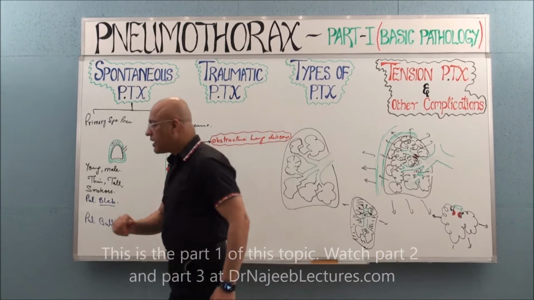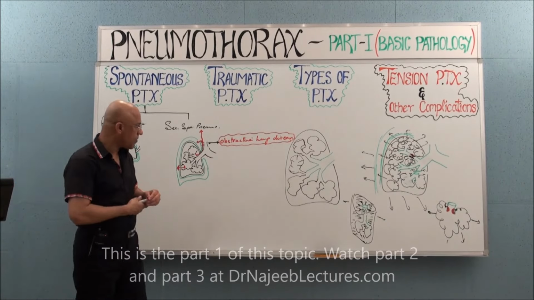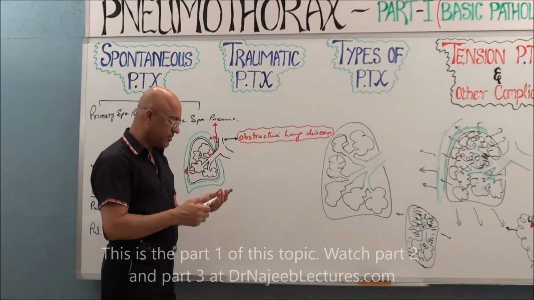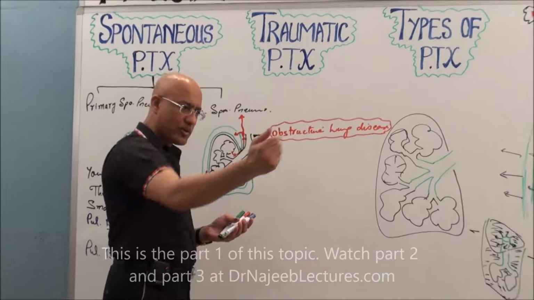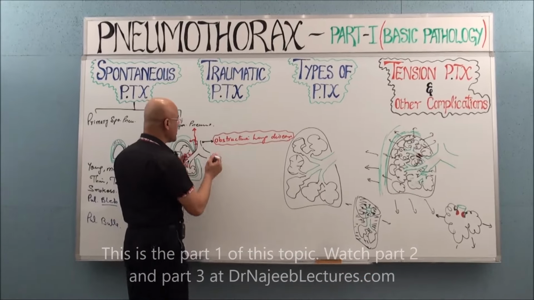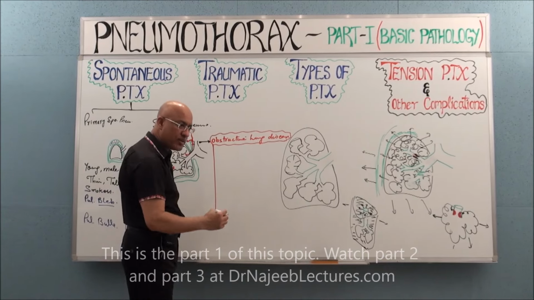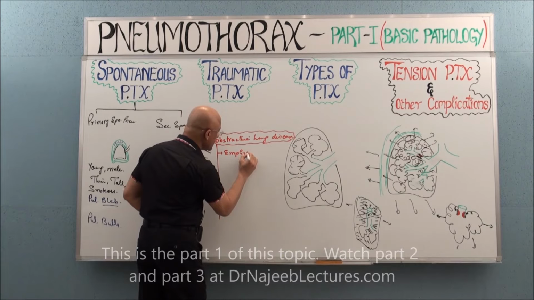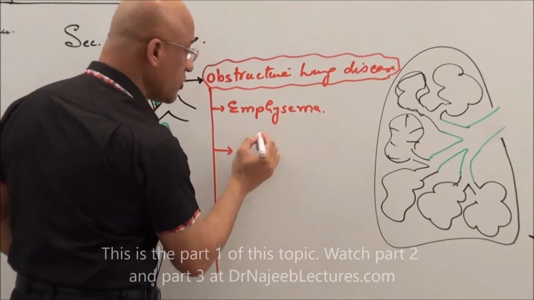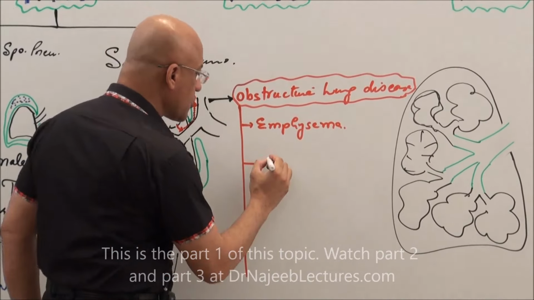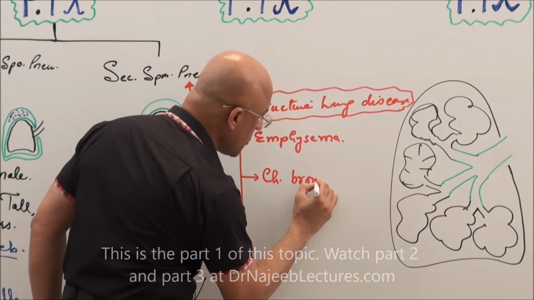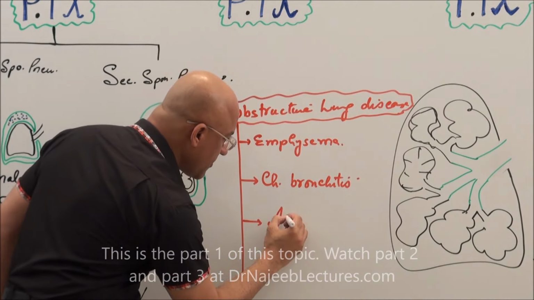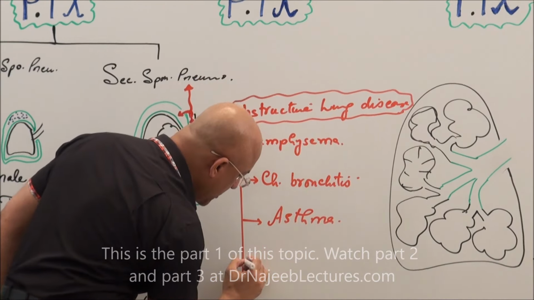No. Here I want to tell another thing. What are obstructive lung diseases? Who will tell me? Just name the obstructive lung diseases. Emphysema, very good. This produces obstruction. I will explain how. Then there is chronic bronchitis. Then asthma. Then bronchiectasis.